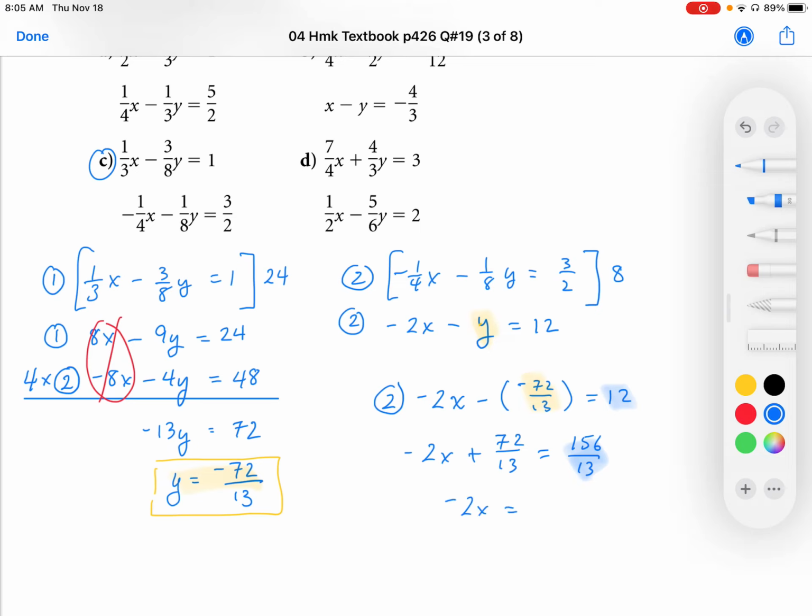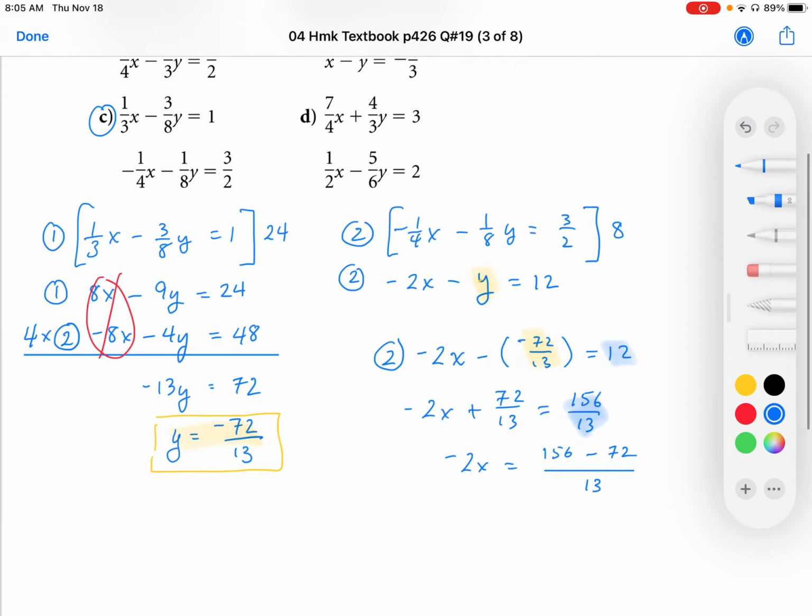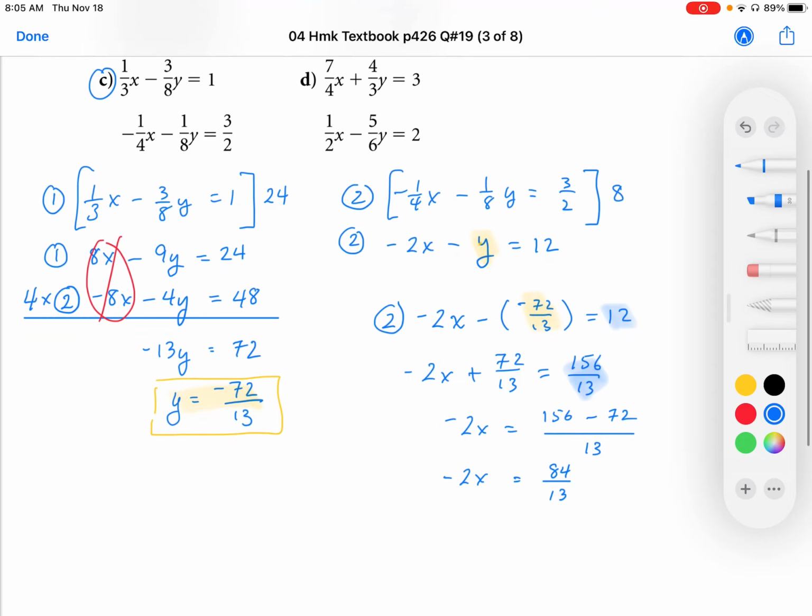So solving for this, I get negative 2x is equal to 156 minus 72 over 13. I'm going to subtract 72 over 13 from both sides. Since it's a common denominator, I'm just going to write that all over 13. Negative 2x equals, this becomes 84 over 13. Okay, and just checking my positives and negatives, that looks okay. So I'm going to divide by negative 2, and that gives me negative 42 over 13, and that solves for x. Okay, so there's my solution: x is negative 42 over 13, and y is negative 72 over 13.